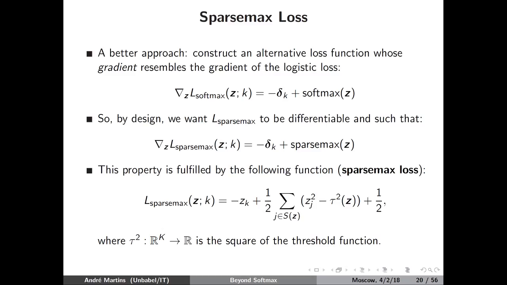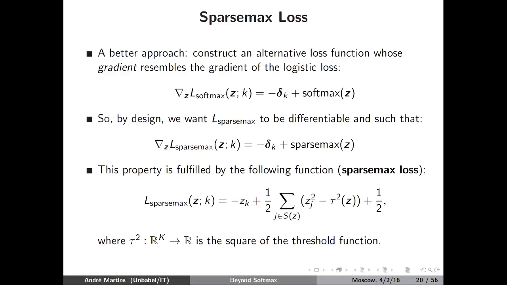So because of that, we went to a different strategy. Instead of trying to reproduce the same loss function that we have with softmax, we try to derive a new loss function such that the gradient resembles the gradients that we get with softmax. In the case of softmax, multinomial logistic regression, or softmax as the last layer of a neural network, the gradient in that last layer is going to look like this.